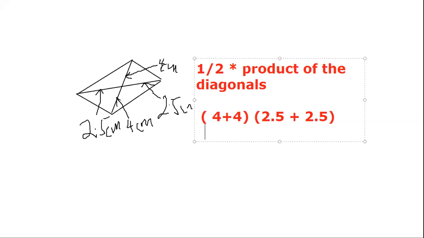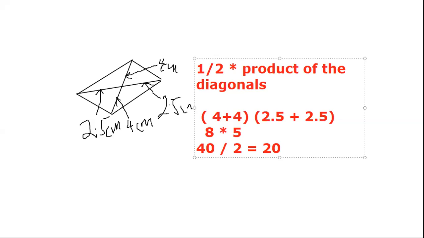4 plus 4 will give us 8, and 2.5 plus 2.5 will give us what? 5. Is that okay? So you multiply 8 and 5, and that will give you what? 40. Now the formula is half of the product of the diagonals. We have multiplied the diagonals, 8 and 5. Now what we need to do is divide it by 2, and that will give us what? 20 centimeters squared.